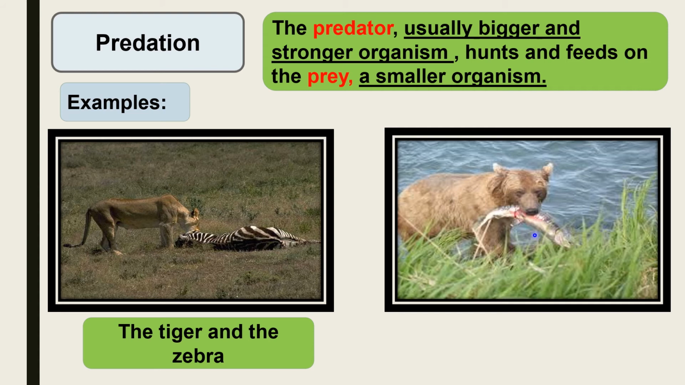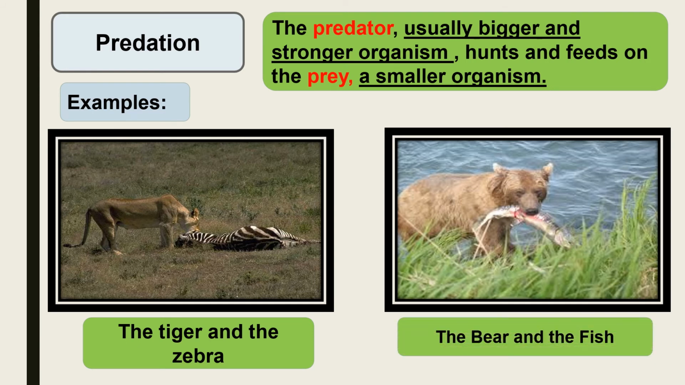And then the other picture is the bear and the fish. So the bear is the predator and its prey is the fish. So the big difference between predation and parasitism is that in predation the prey is killed instantly, while in parasitism it's killed slowly. Even though the predator is the only one who benefits, it kills instantly.